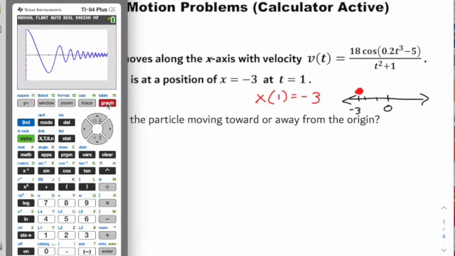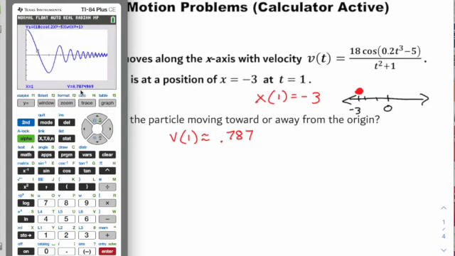So here's my graph. I'm just going to bring up the graph. And I did adjust the window from 0 to 6 on the x-axis. And I want to know basically which direction is the particle moving at t equals 1. So I'm just going to turn on the trace and tell it to go to 1. This is the velocity function. And so the velocity at 1 is 0.787. So that's going to be part of my response here, that the velocity at 1 is 0.787.